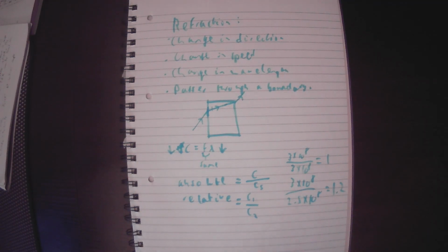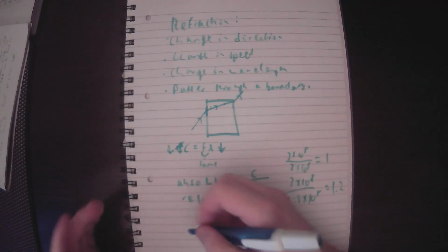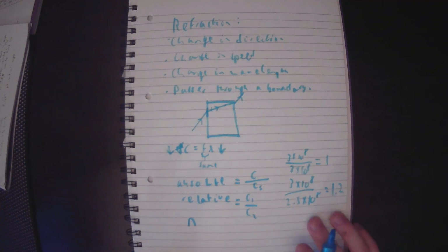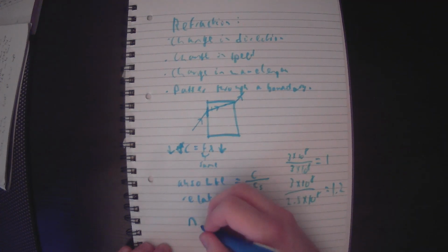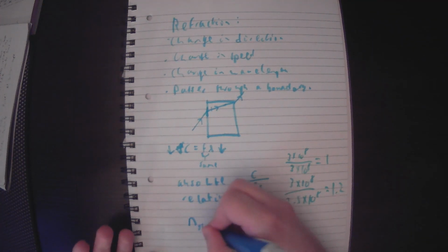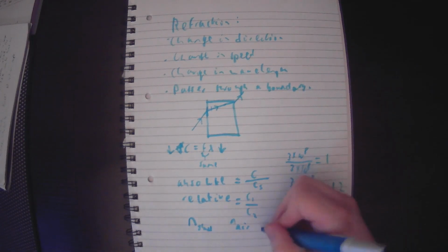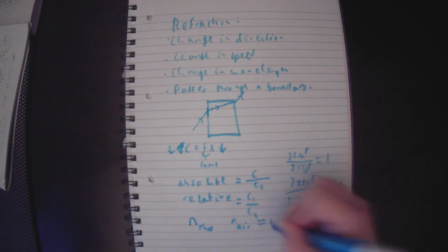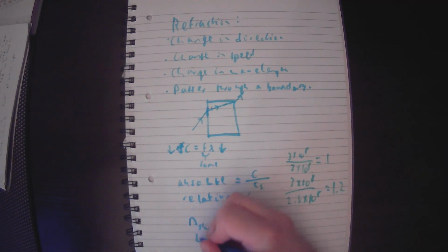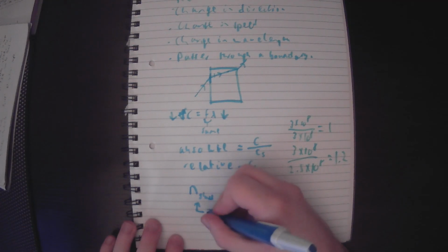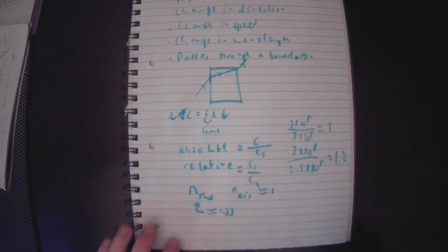And now that we know what refractive index is, refractive index notably is denoted by the letter N. So we can have N glass, for example, or N air, right? And air, as we said, would be about 1. N glass would be about 1.33.